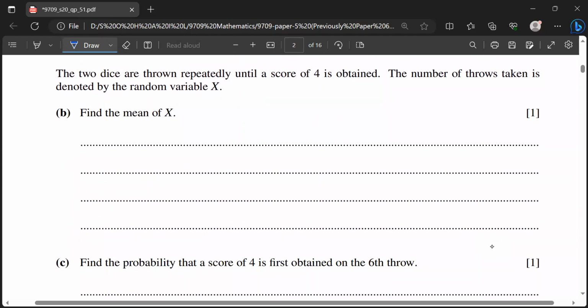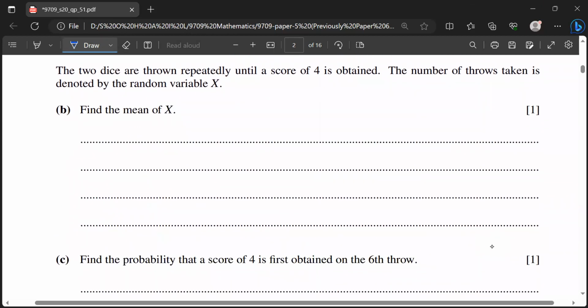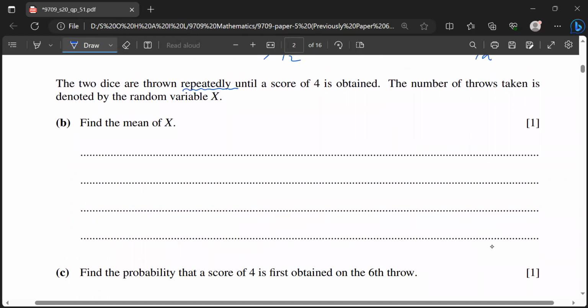Second part. The two dice are thrown repeatedly until a score of 4 is obtained. So until, this is an important word, until a score of 4 is obtained, the number of throws taken is denoted by the random variable X. Find the mean of X. So this is a question of geometric distribution, because a fixed number of trials is not given.